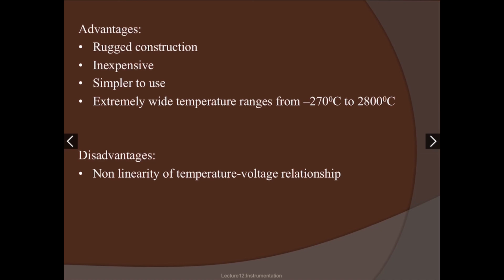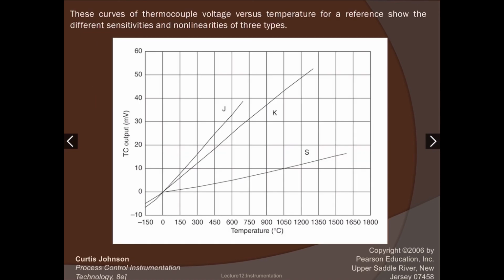For the disadvantages, thermocouple has a nonlinear relationship of temperature and voltage. This diagram shows the curves of thermocouple voltage versus temperature for type J, K, and type S. It shows that the curves have different sensitivity and also nonlinearities.